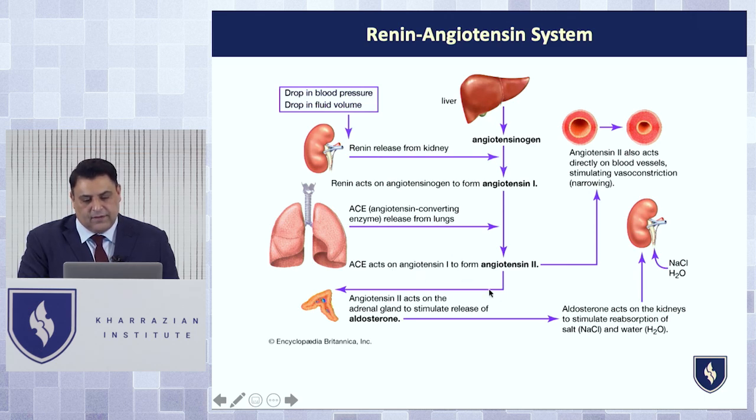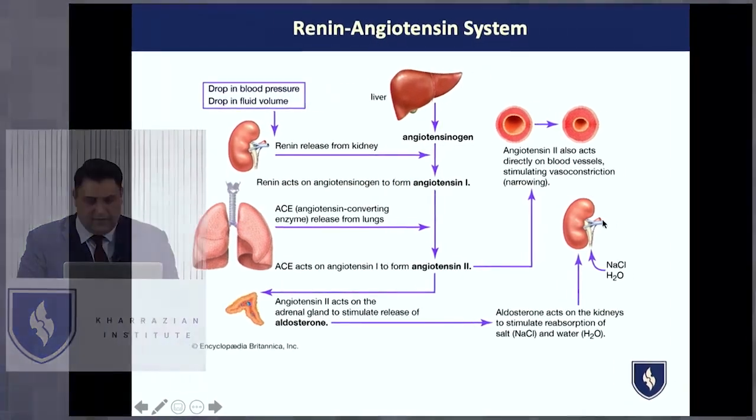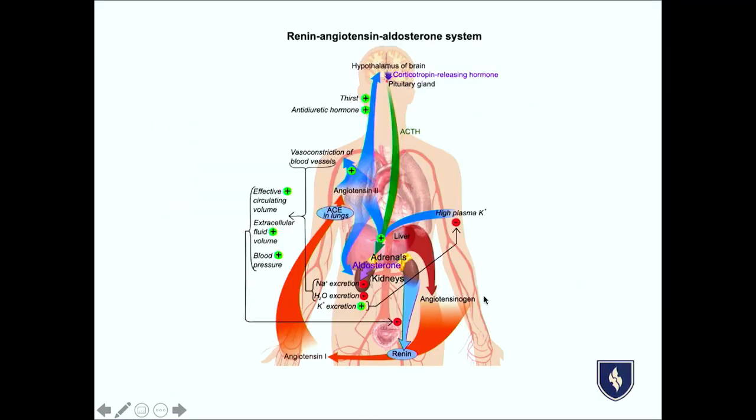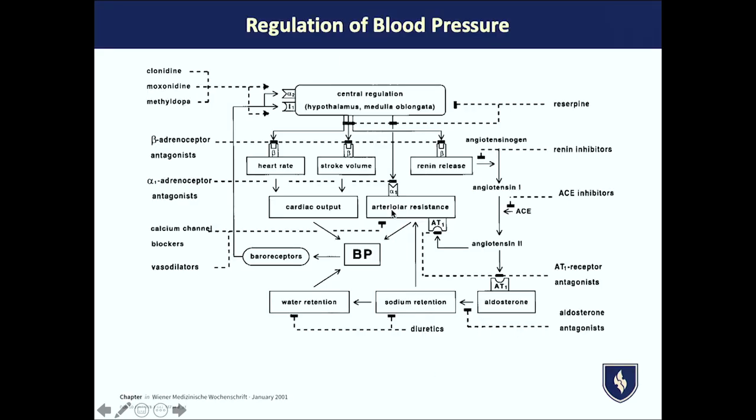And then angiotensin 2 has two pathways, one of which is that angiotensin 2 acts directly on blood vessels, stimulating vasoconstriction and narrowing. And then angiotensin 2 also acts on the adrenal glands to release aldosterone. Aldosterone acts on the kidneys to reabsorb and retain sodium. And these things then cause the blood vessel constriction and cause blood pressure to go up. And it's this dynamic between kidney function, adrenal function, lung function, hypothalamic signaling that's all controlling this angiotensin system.